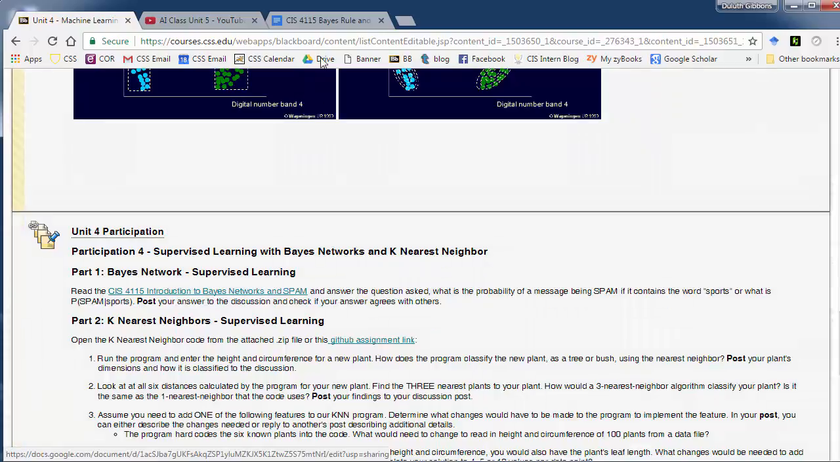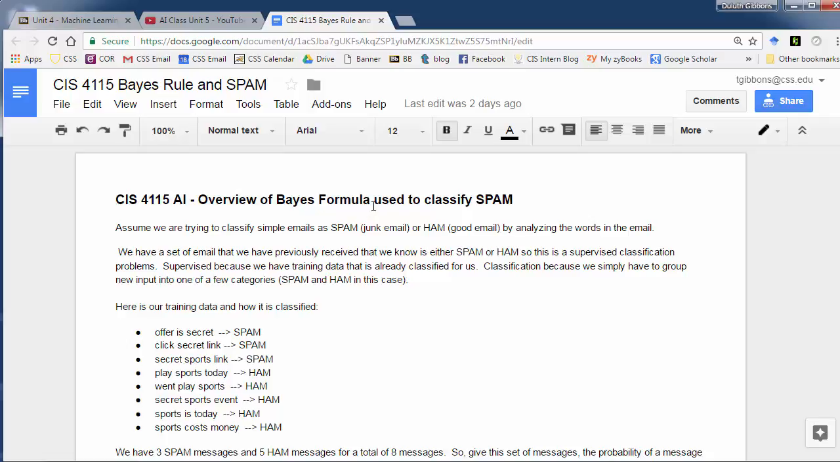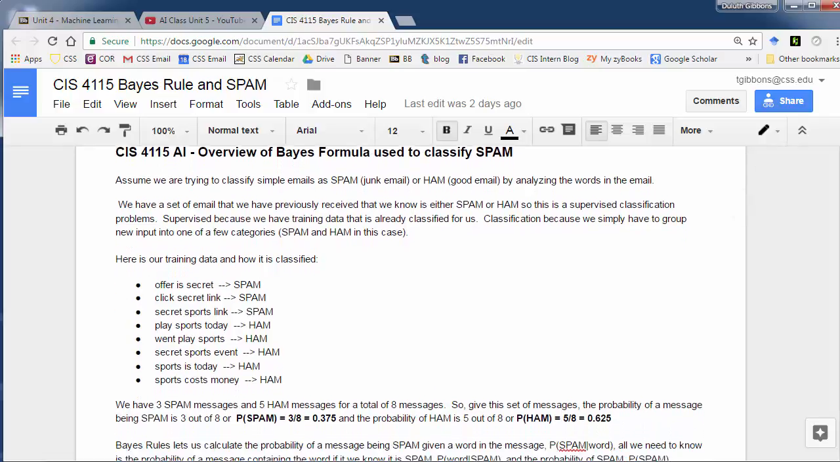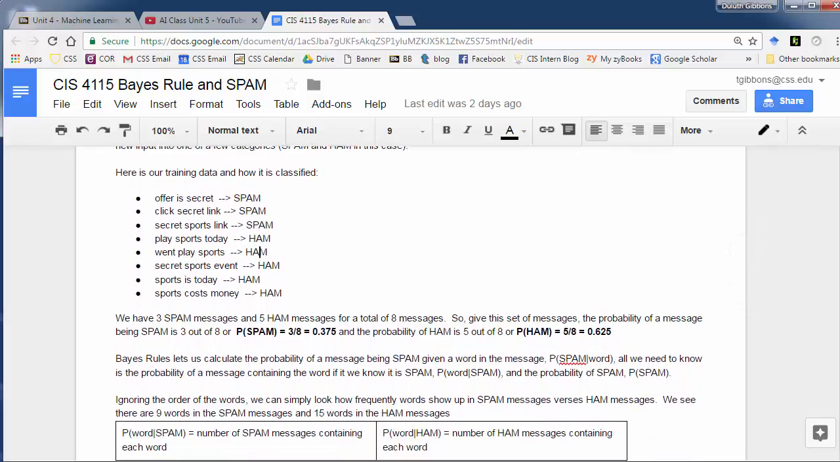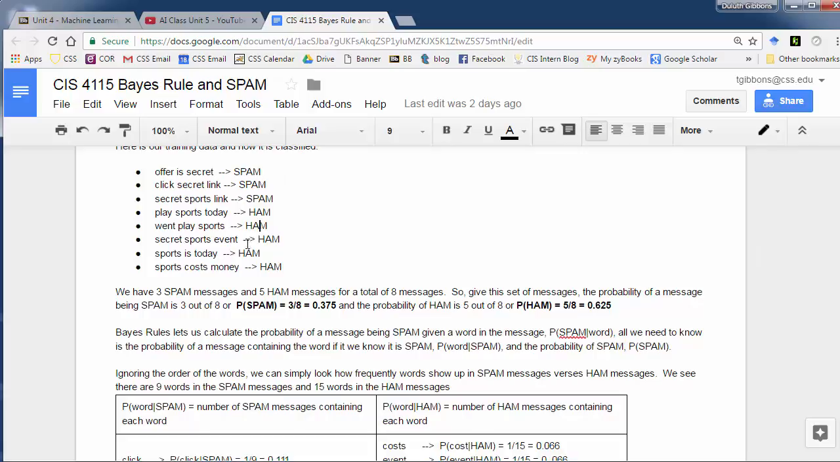If you click on this link there, it'll give you a quick overview of Bayes networks. And again, we've got a set of emails that come in. For our example, these are really short one-line emails. Some of them are classified as spam and some of them are already classified as ham. So this is what's called supervised learning, in that we already know what categories and we already have sample data in each of the categories.